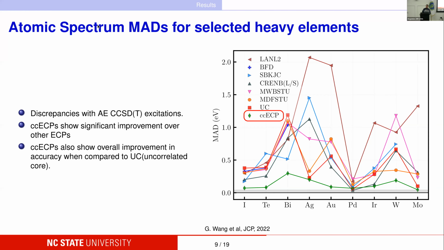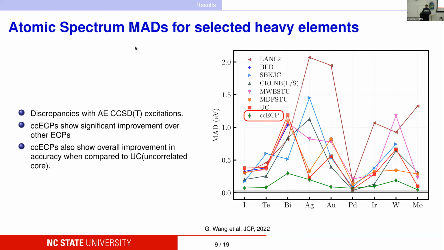So I'm now going to move on to the heavier elements on the list that we were talking about. Specifically, these would be some of the noble metals, gold, silver. All of them are listed at the bottom of the figure. These are the atomic spectrum mean absolute deviations for those heavy elements. We're comparing against quite a few things here. These are all the other ECP tables that are currently widely used and easily available to check against.